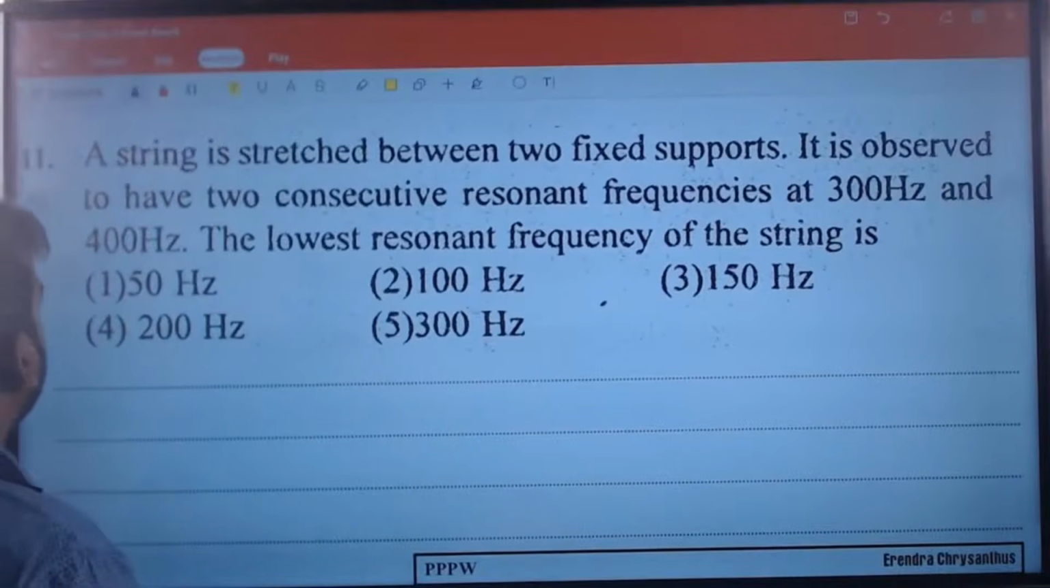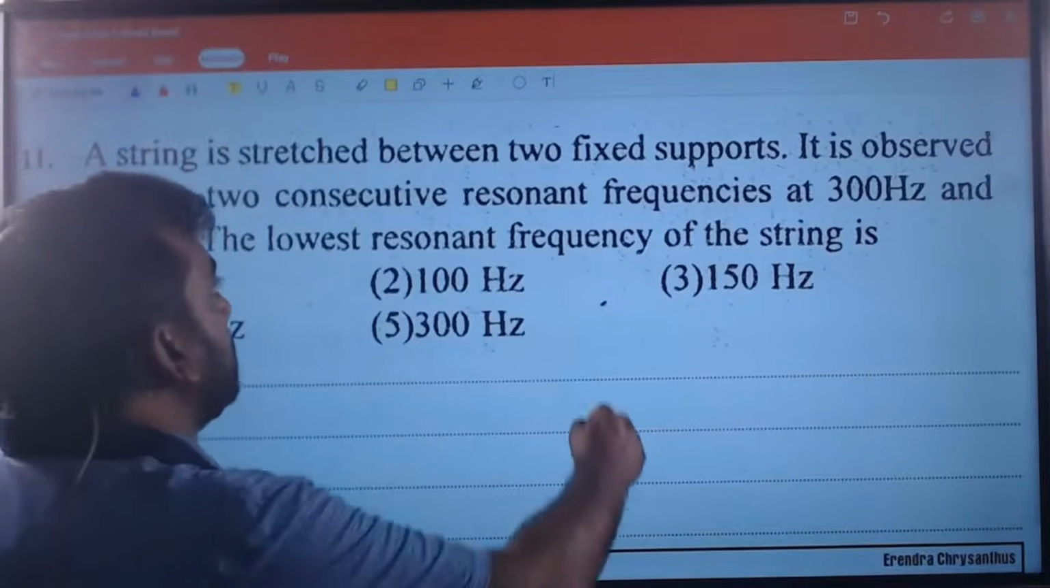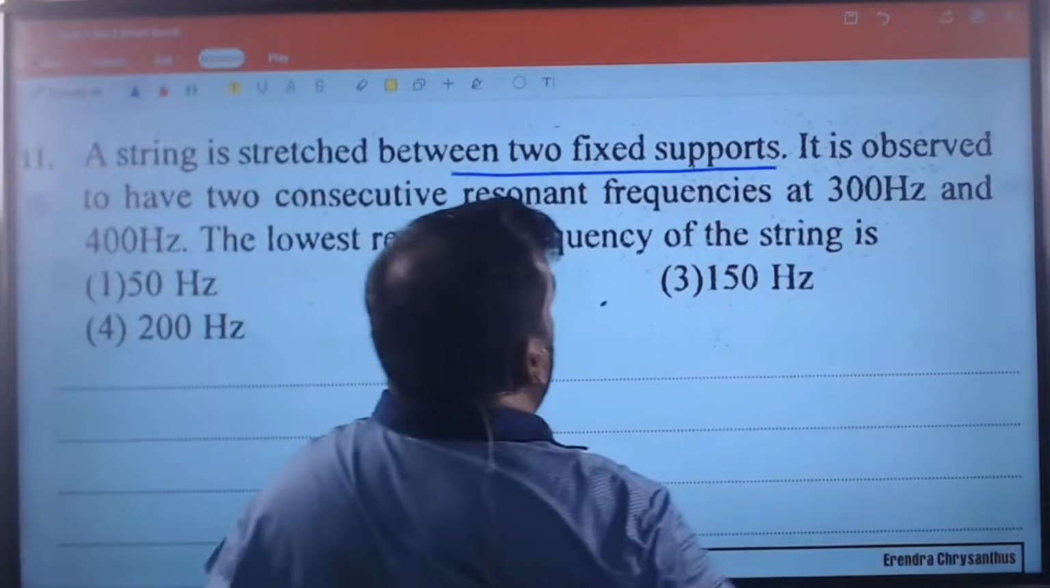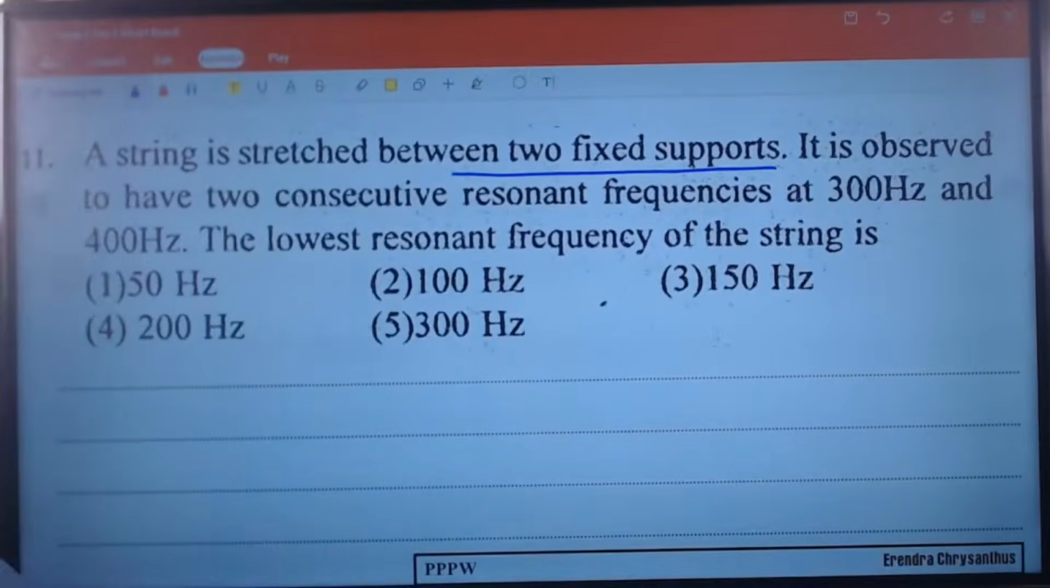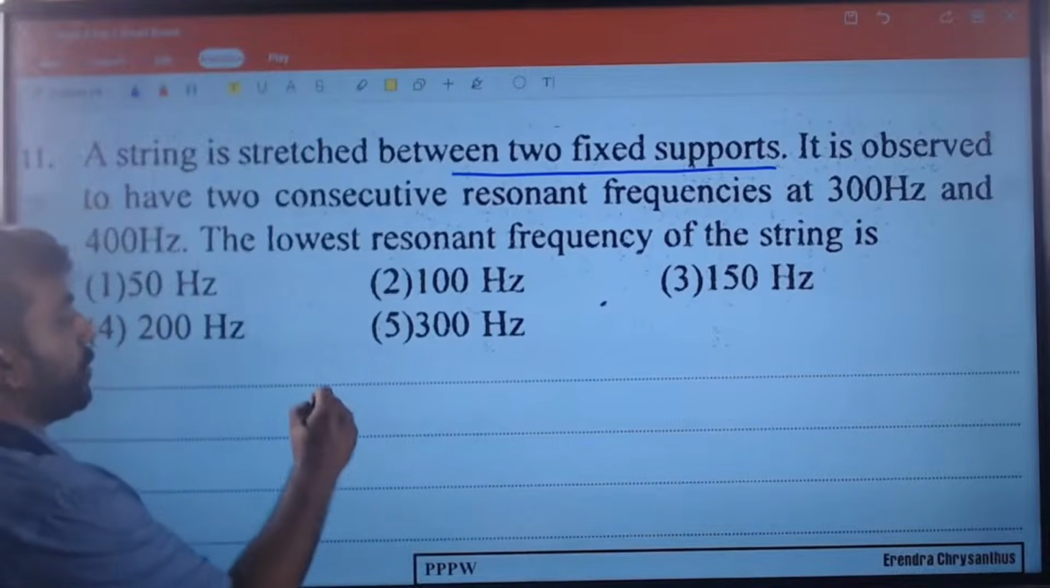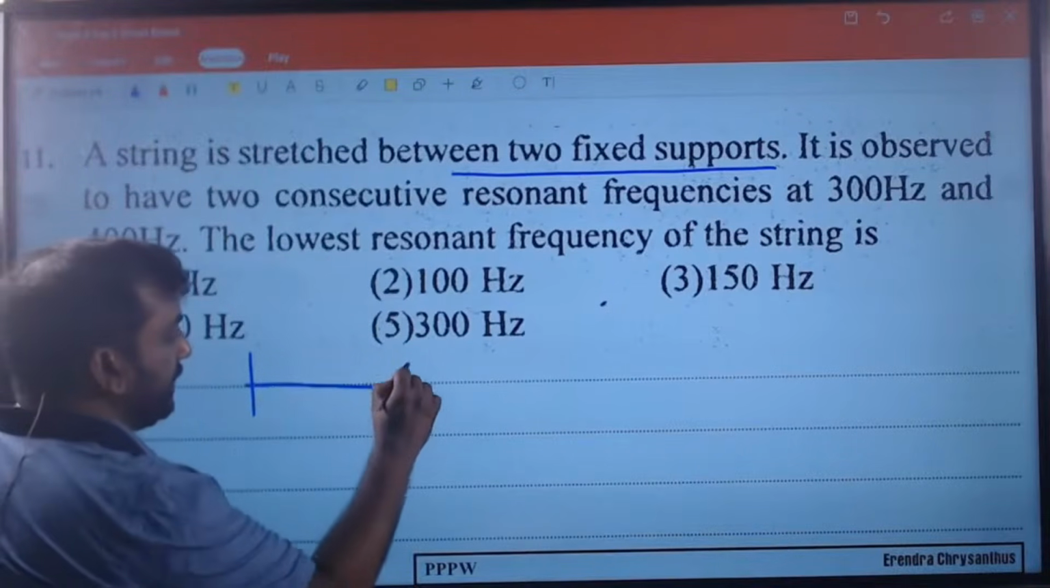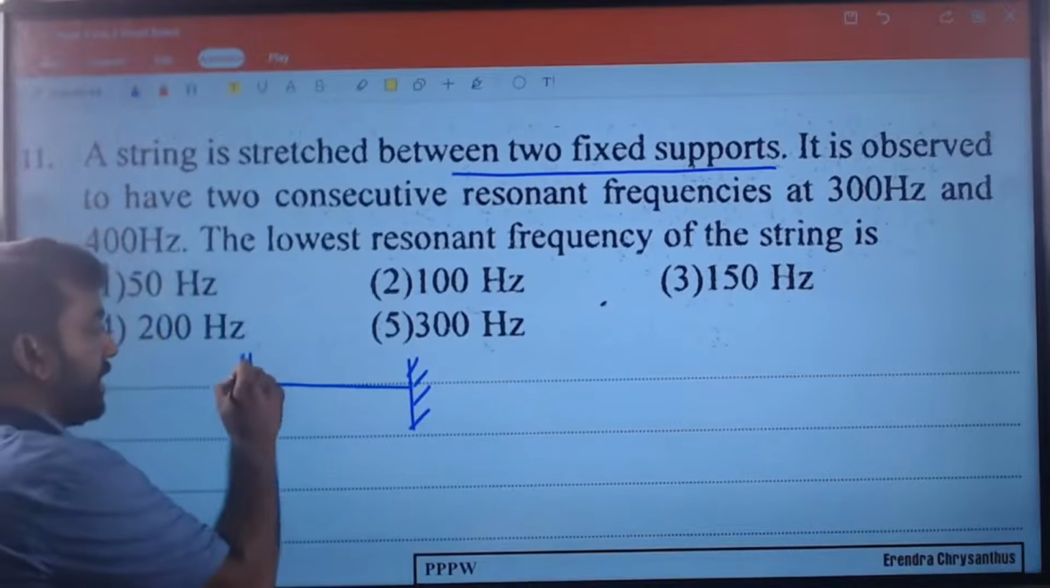Look at the board. A string is stretched between two fixed supports. It is observed that it has two consecutive resonant frequencies at 300 and 400. Find the lowest resonant frequency. So stretched between means vibrations of a string.